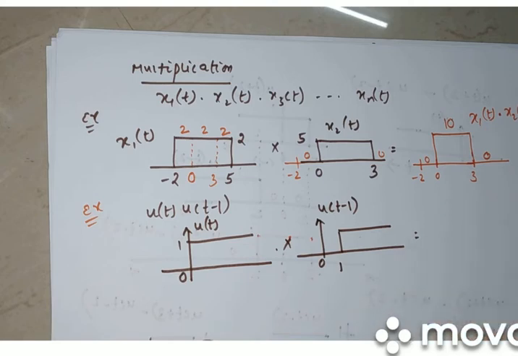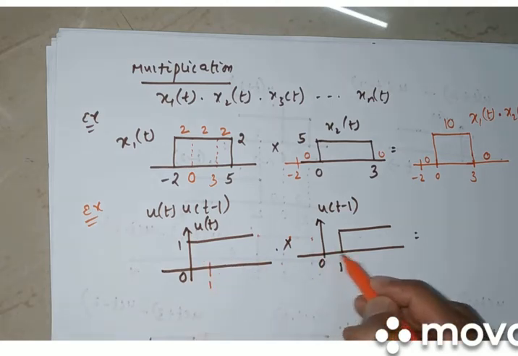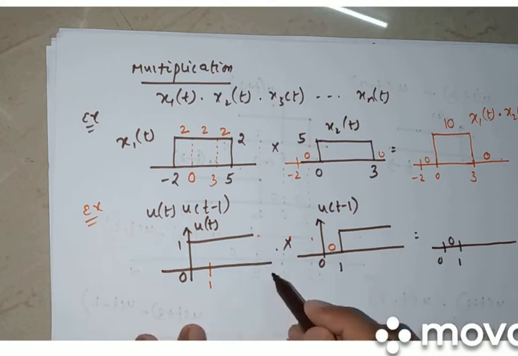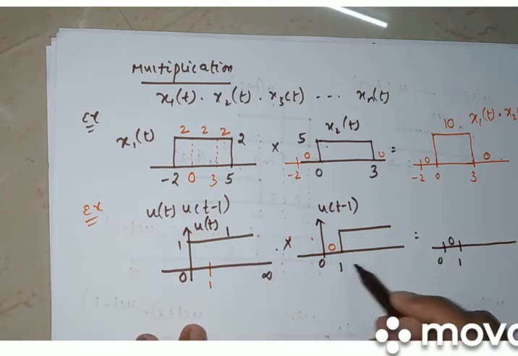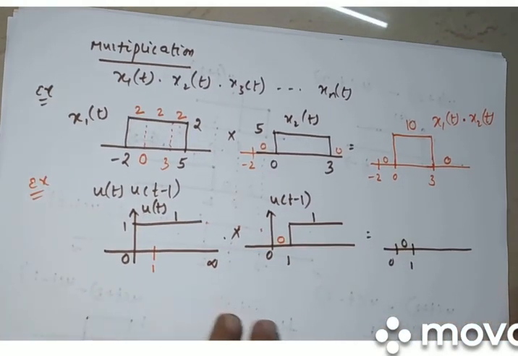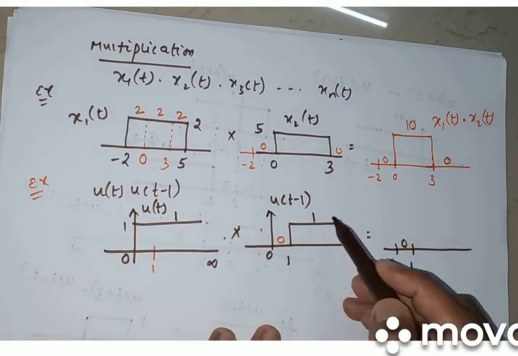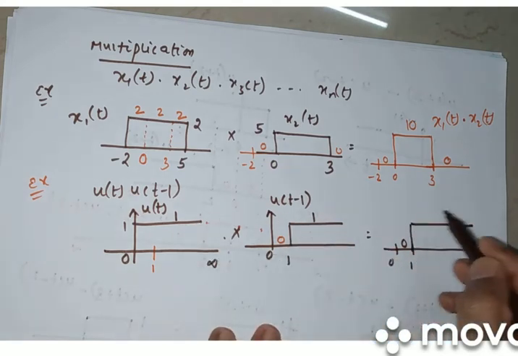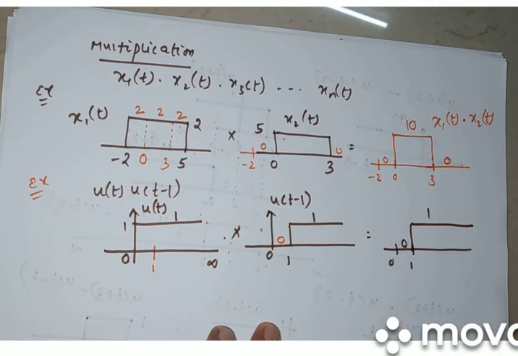Now see, same process. 0 to 1, the value is 1. Here 0 to 1, the value is 0. So we can do like this: 0 to 1, it is 0. Now 1 to infinity, the value is 1, and here 1 to infinity, the value is 1. So 1 multiply 1, it is 1. So 1 up to infinity, this is 1.